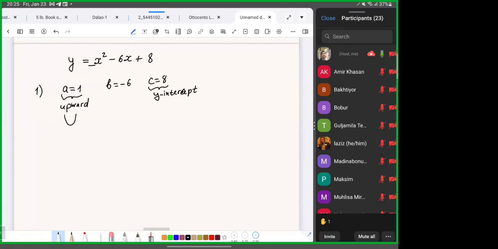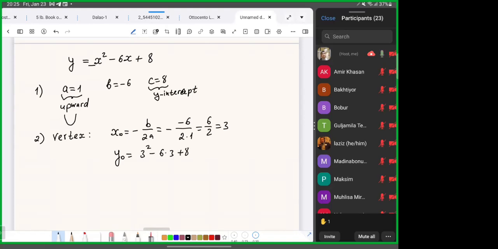So we can draw our graph somehow. For drawing, we need the vertex. Let's calculate the vertex. We have the formula x0 equals minus b divided by 2a. So minus b equals 6, divided by 2 times a, which is 1. So it gives you 6 divided by 2, which is equal to 3. Let's calculate y0. It is just plugging in 3 squared minus 6 times 3 plus 8. Okay, so it is 9 minus 18 plus 8, which is equal to -1.